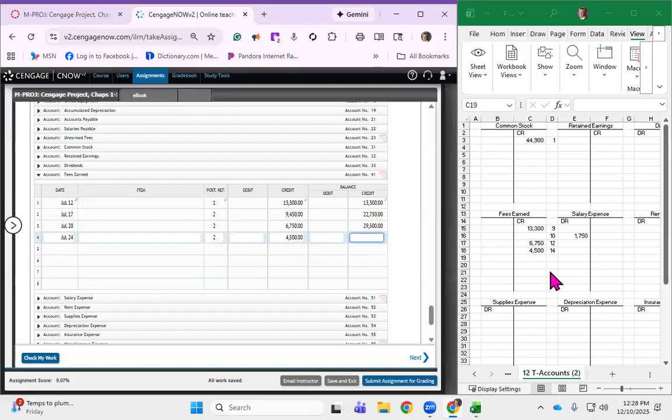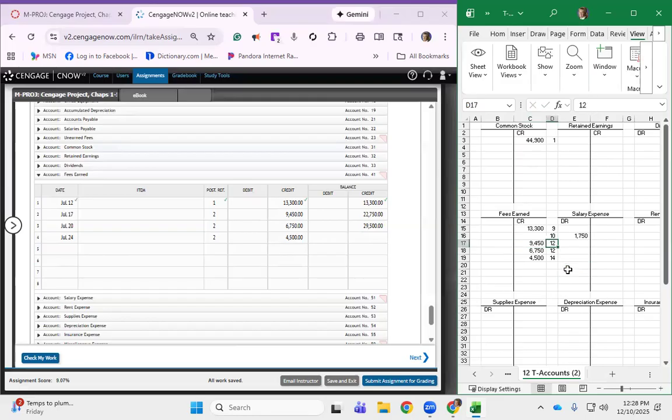Fourth. Okay, what am I missing? I missed July 17th, 94. So I missed 94. So hang on a minute. Let's see. I want my T account to agree. Okay, so I really need to go back, track, and get that.